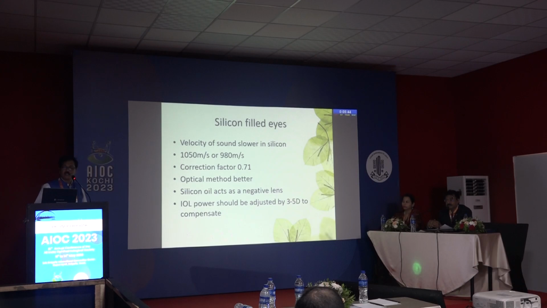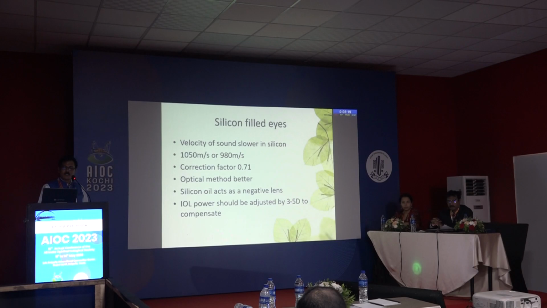Silicone-filled eyes, that is again a problem. Here the velocity of sound in silicone is less. In 1000 centistokes, it is around 980, when ideally, you know that in vitreous and all, it is 1532. So because the silicone is dense, the sound velocity is less, so it will overestimate the axial length. If the axial length is 22, it may show it to be higher.